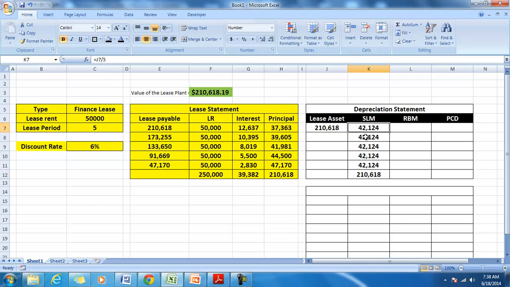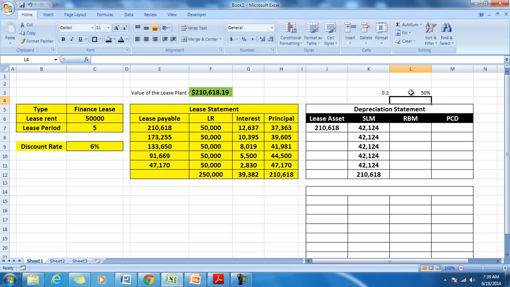So the depreciation rate, if it is an SLM, is 20%. So we got that as 20% over 5 years. By using a rule of thumb, we say that the depreciation under RBM will be more than this straight line method. So therefore we will use around 2.5 times. So we say it is 50%.